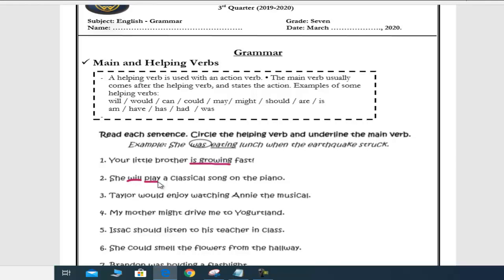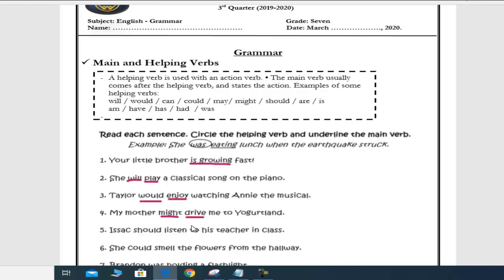Taylor would enjoy watching Annie the musical. Would enjoy is the verb phrase. Would is the helping verb. Enjoy is the main verb. My mother might drive me to Yogurtland. Might drive is the verb phrase. Might is the helping verb. Drive is the main verb.